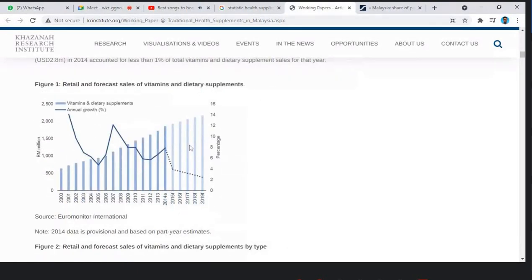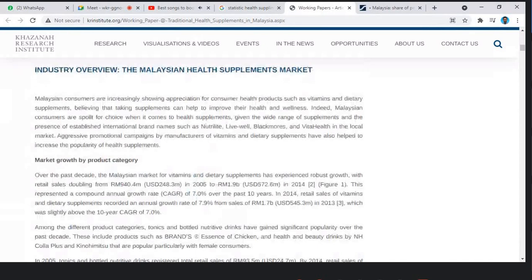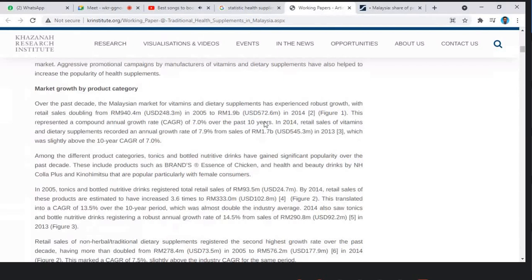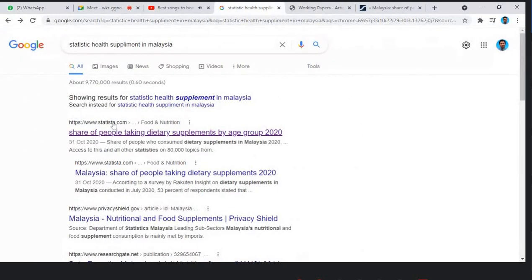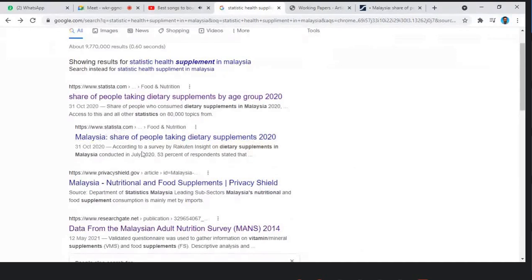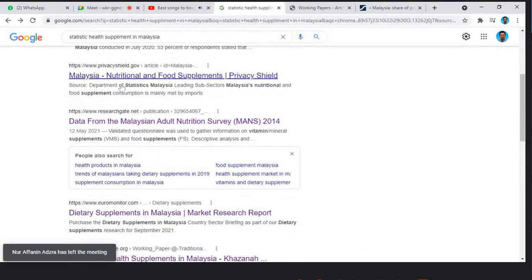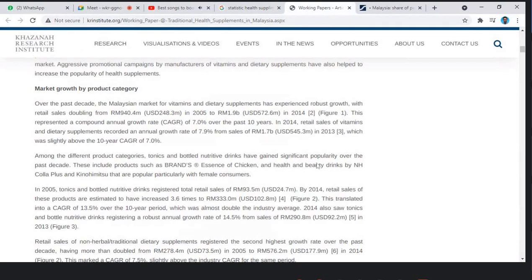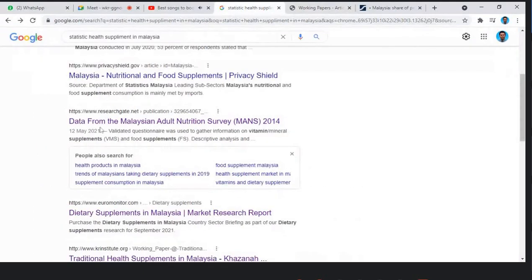Similar to other research, others do it that way too. You look for what we call clipping, information that we clip from sources we can trust, such as Statistics Malaysia. Khazanah Research Institute is a source we can trust. Sometimes there are others, for example ResearchGate, where people park their papers, reports, and so on.